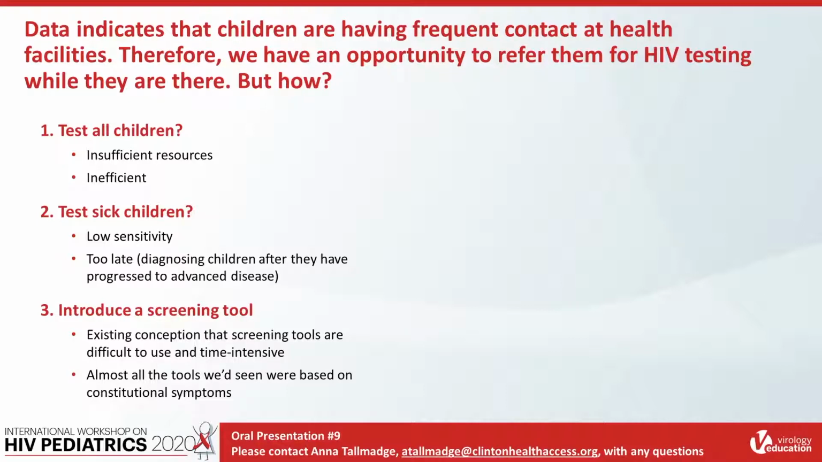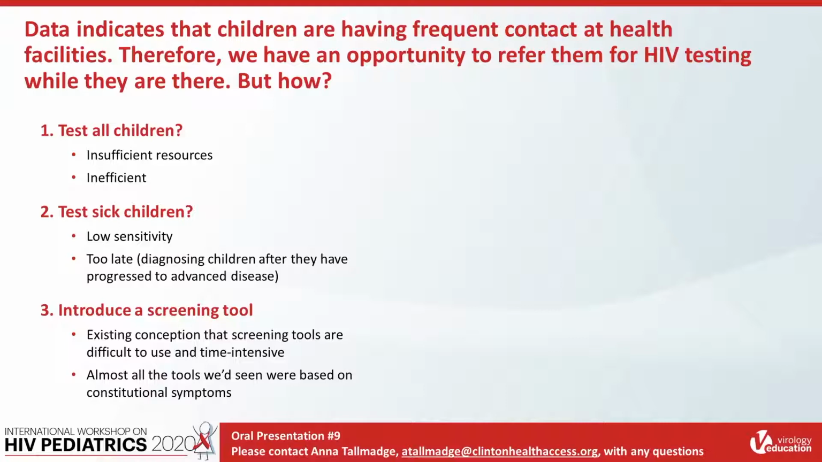So if we're going to target testing, one option is to test all sick children. However, the sensitivity of this is also low since there are so many factors in general childhood illness. And additionally, by the time a child starts manifesting clinical symptoms of HIV, that's often pretty late into disease progression. And ideally, we'd want to identify these children earlier.